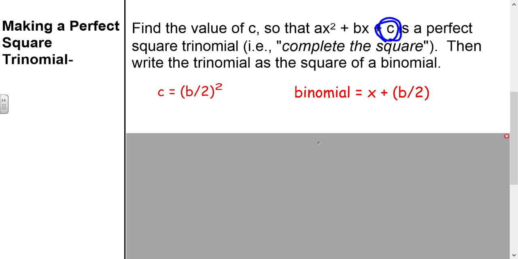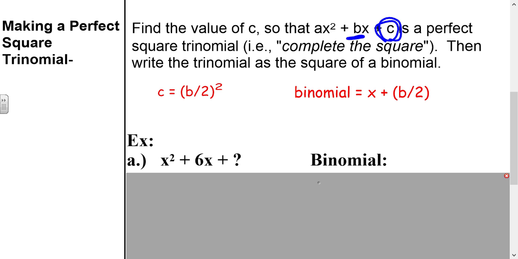The formula for this is, if I want to get the c value, then I just take whatever b is, and I divide it by 2, and then I square the whole thing. So c equals b divided by 2 squared. That's how you make a perfect square trinomial. Then we'll talk about the binomial part after we do an example, so you know what it means.